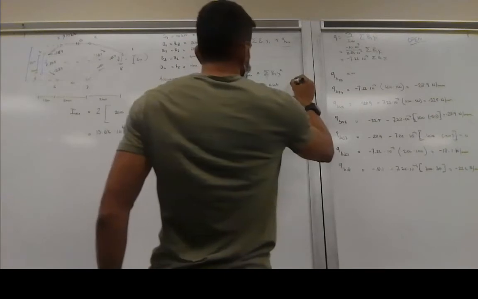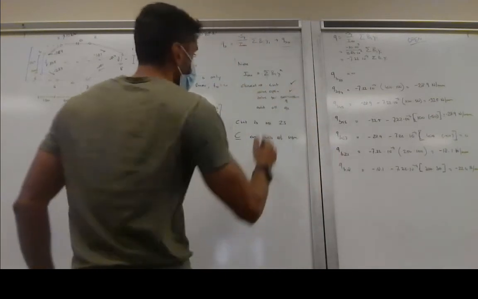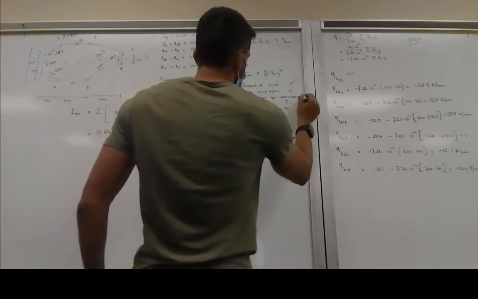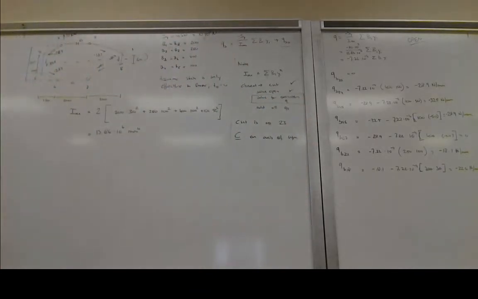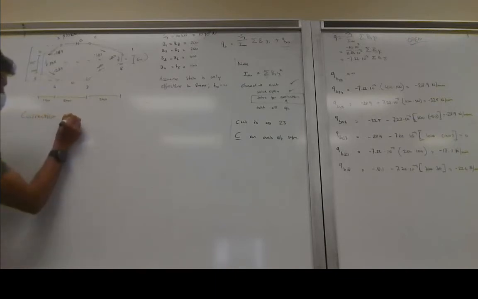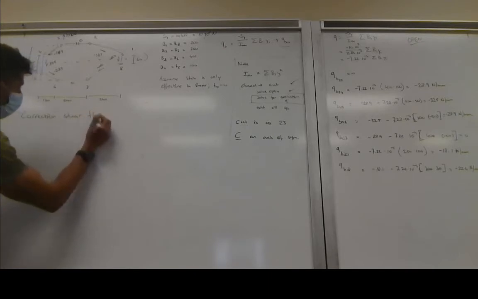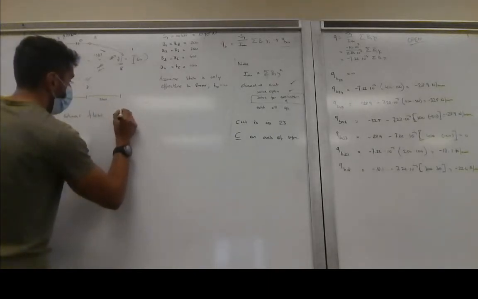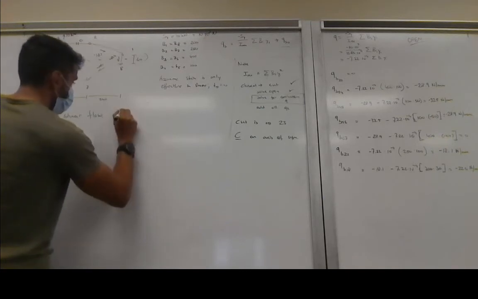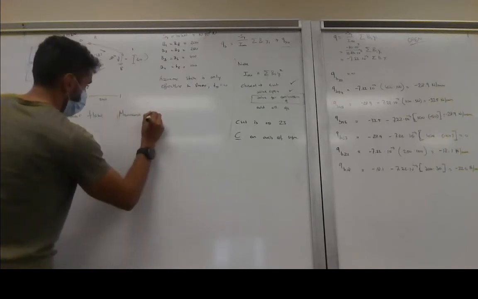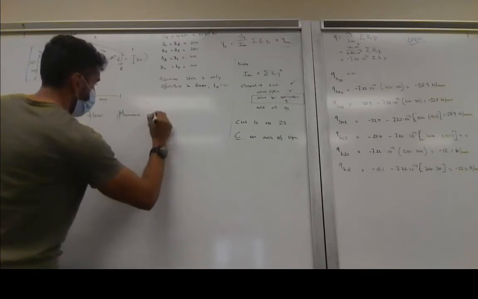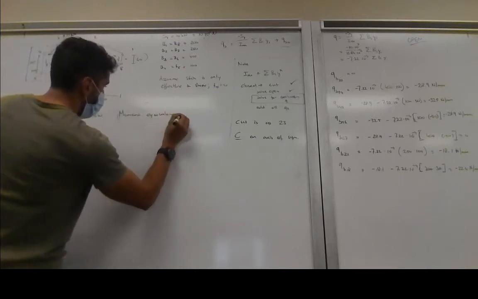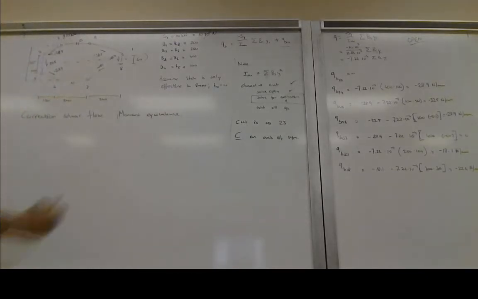So let's see. We did this. We solved the open section. So now we have to solve for the correction shear flow. For the correction shear flow, I'm going to delete this part to have more room. So we have the moment equivalence equation.